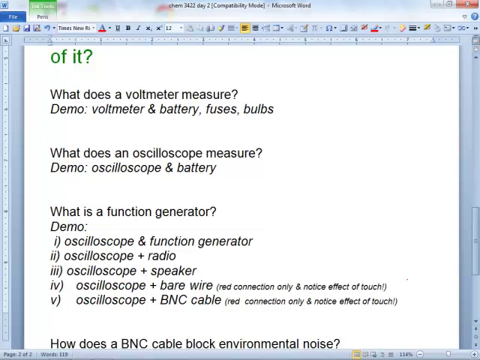It's blocking the environmental noise. What is that environmental noise? Right? What is the environmental noise here? What is this thing picking up?